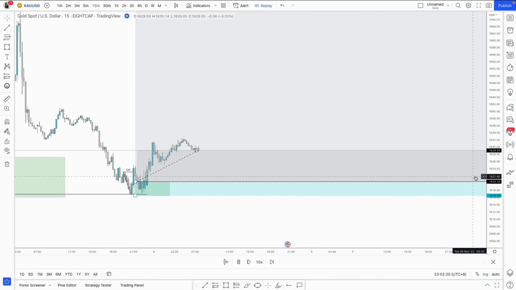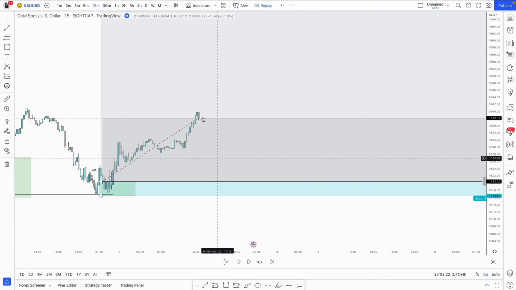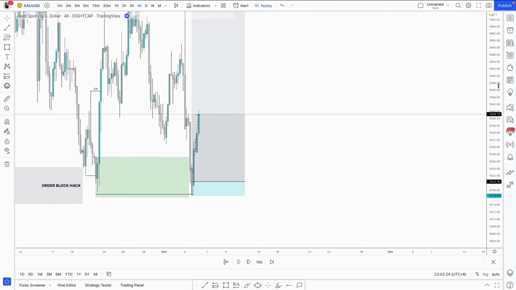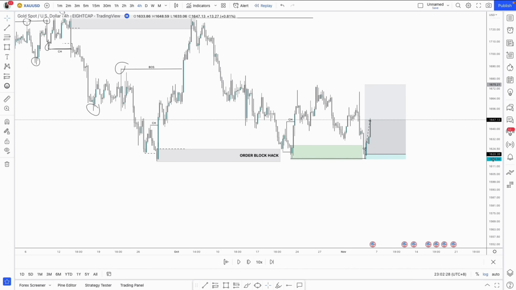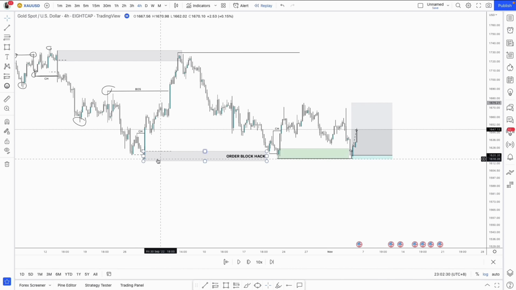So that is how we use order blocks to confirm our levels, but more importantly, how we actually confirm that our order blocks are going to work. And as you can see, that is exactly how we confirm our order blocks.